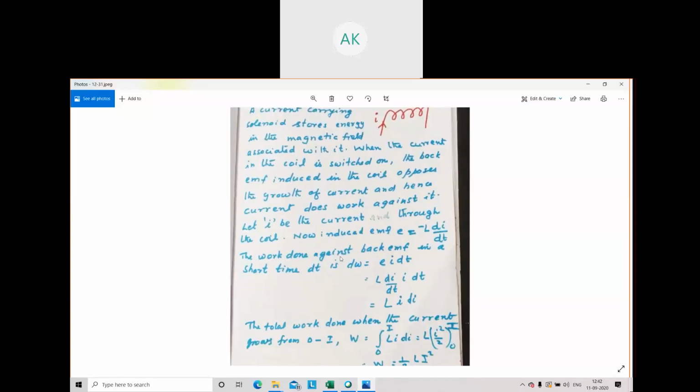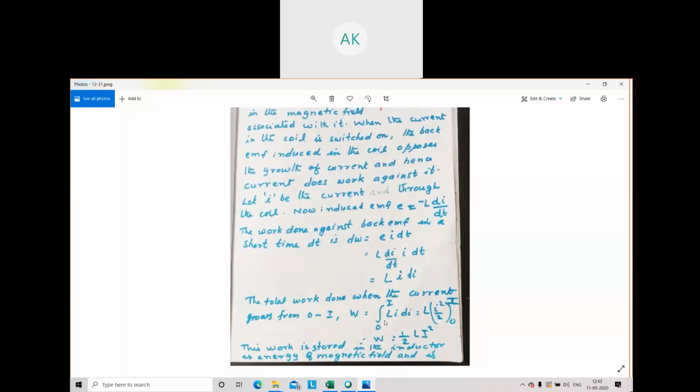Here you can see work done against the back EMF. This is the back EMF, and work done against the back EMF equals minus of this value. So the EMF you have to take as minus of this value, L into di by dt into I dt. And here dt and dt cancel, and we get Li di. Therefore, total work done when the current grows from 0 to I, we have to integrate the expression from 0 to I, Li di.